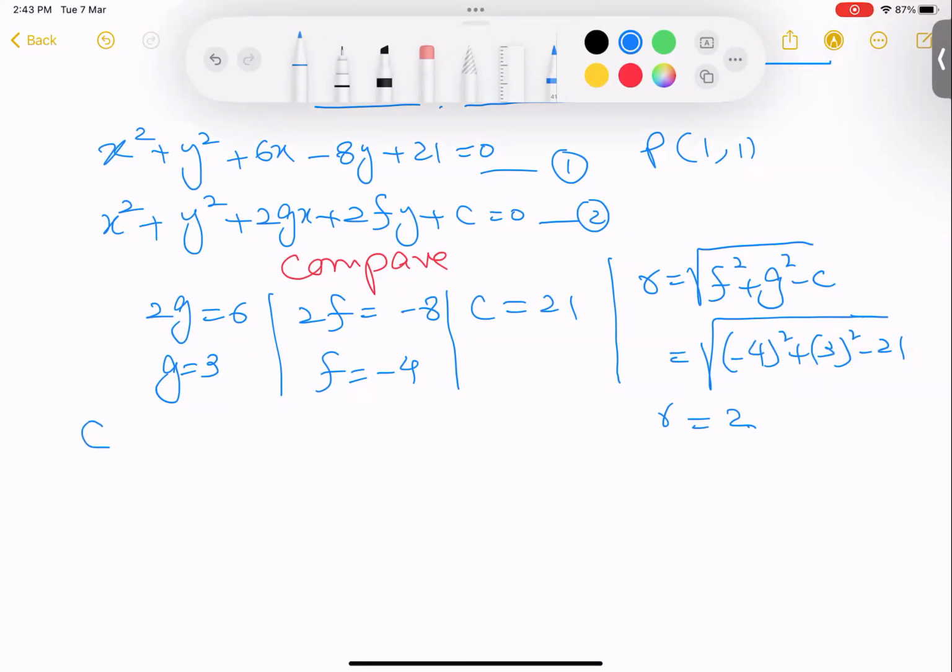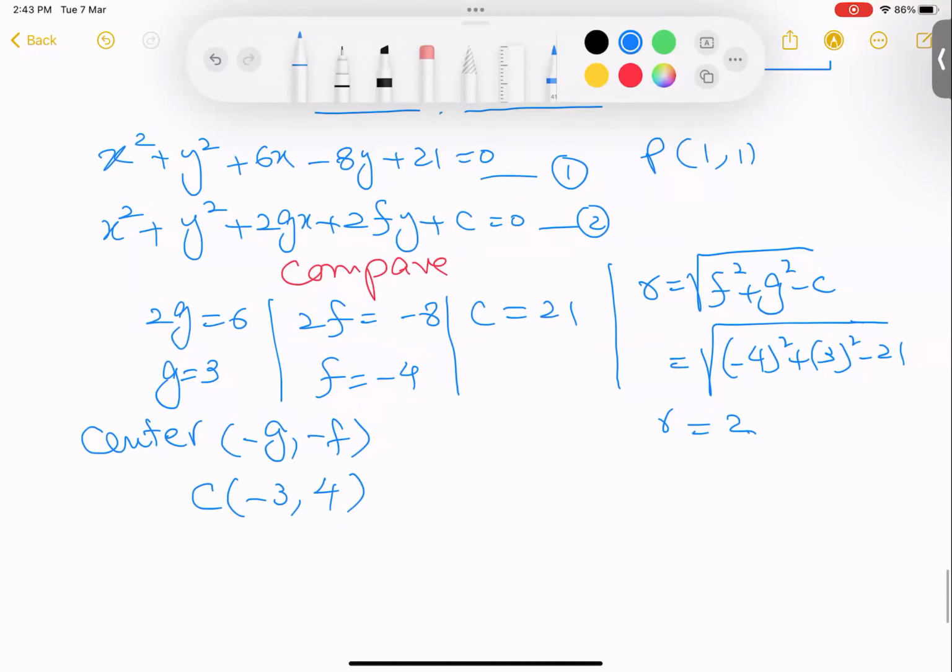And the center of the circle, every person knows now how to find it. Negative g and negative f will give the center. When I plug in 3 here, it becomes minus 3, and when I plug in minus 4 here, what happens, students? It will give you plus 4. So the center C is mentioned here.